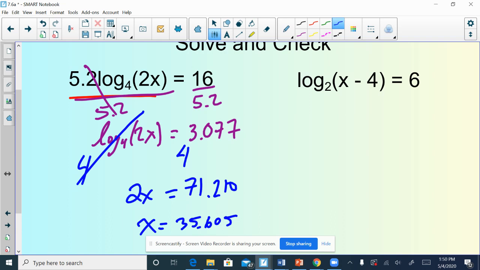Would be a good place to pause. This one's fairly straightforward, I believe, and make sure that you are understanding this. I'm going to go ahead and proceed.